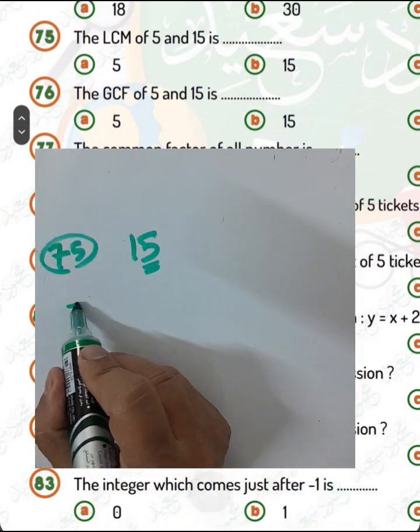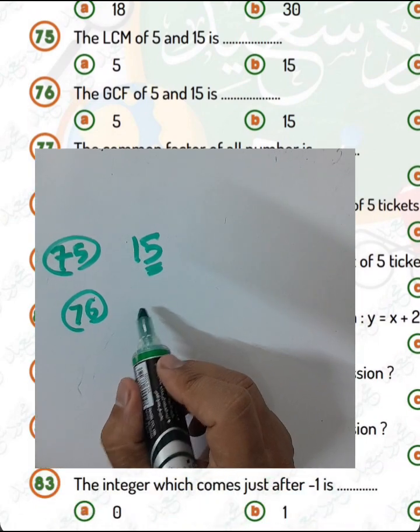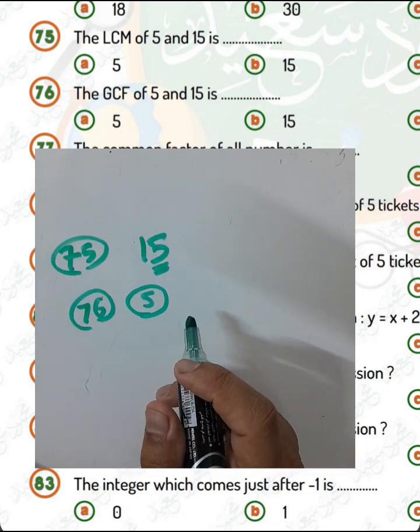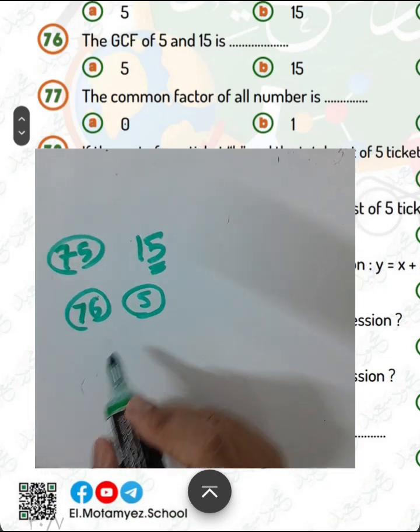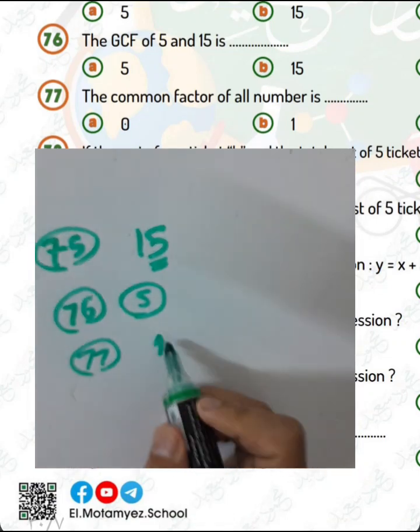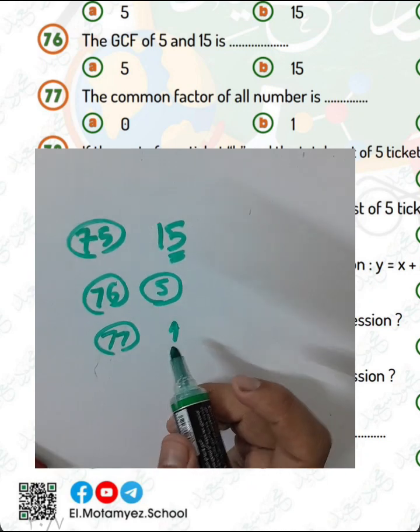Question 76. The greatest common factor of 5 and 15 will be 5, because 15 can be divided by 5. Question 77. The common factor of all numbers will be 1. Any number can be divided by 1. Question here.